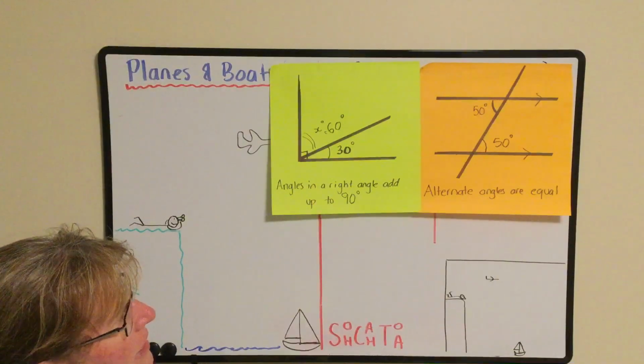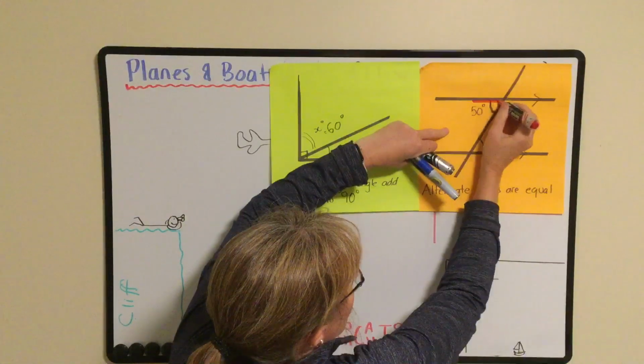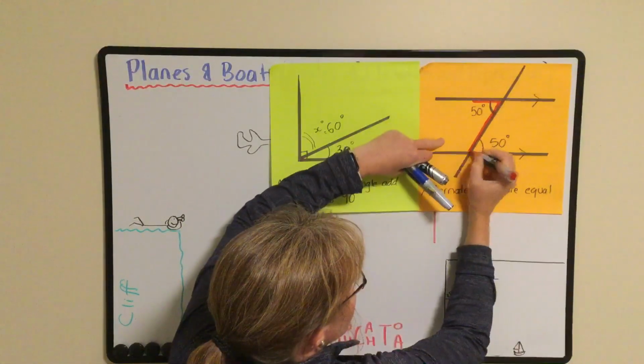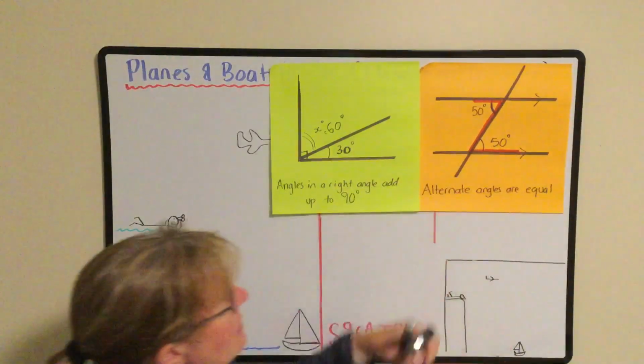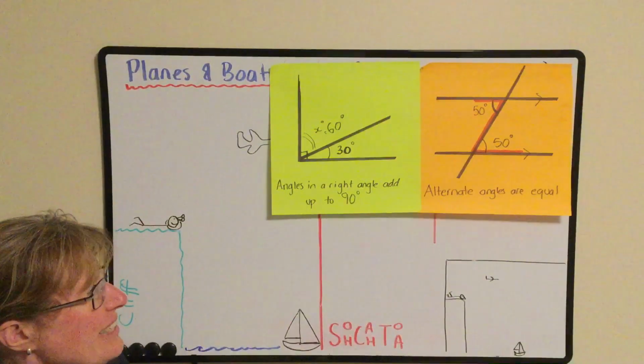And when we did that in year 7, you might remember that they were called Z angles. Sometimes we call those ones Z angles because if I look at that bit in there, I can see a Z. So keep in mind those two things for our lesson today.